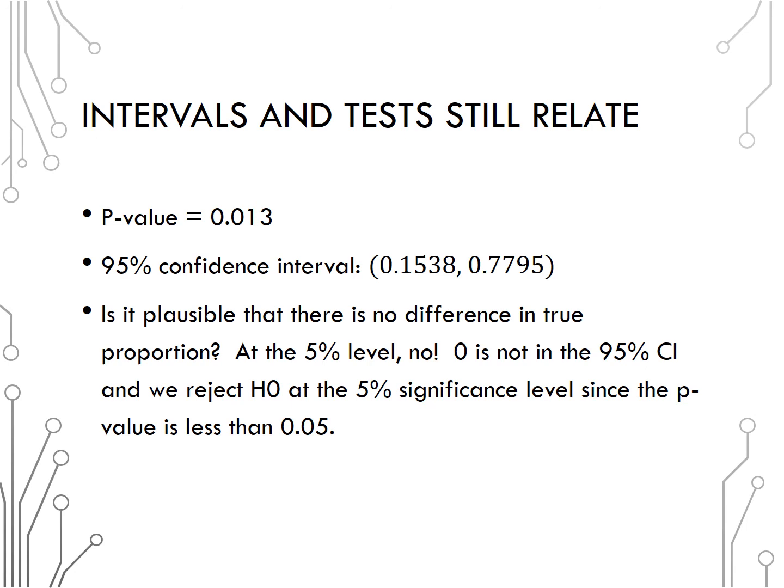0, the null value, is not included in the 95% confidence interval, and we reject the null hypothesis at the 5% significance level since the p-value is less than 0.05.